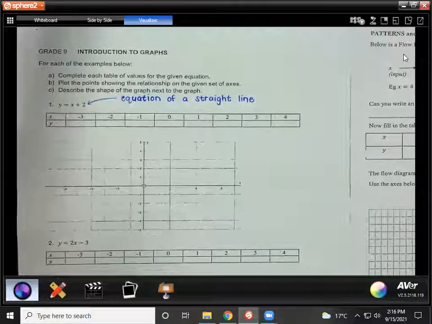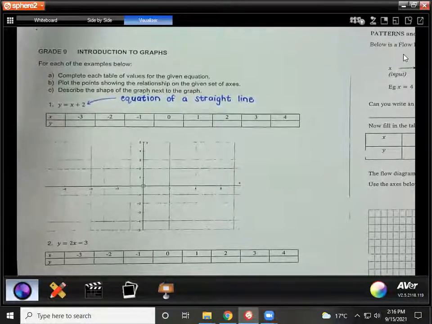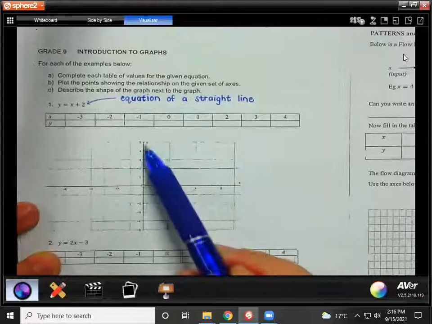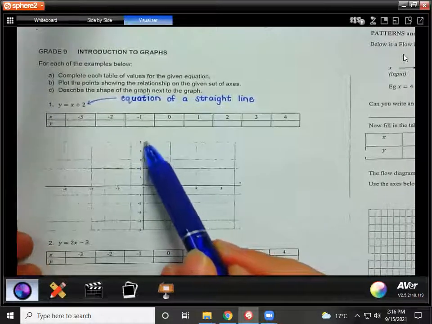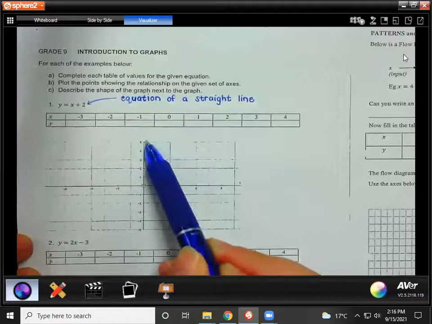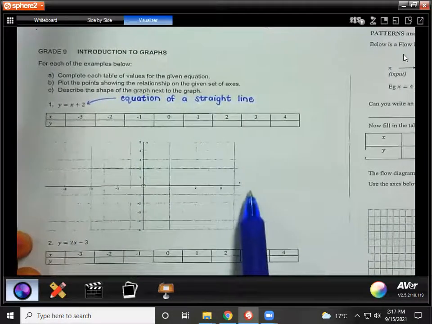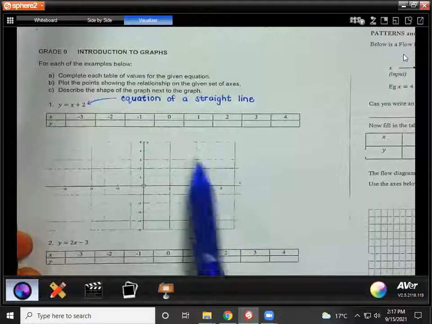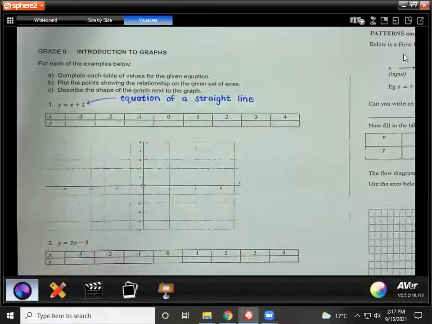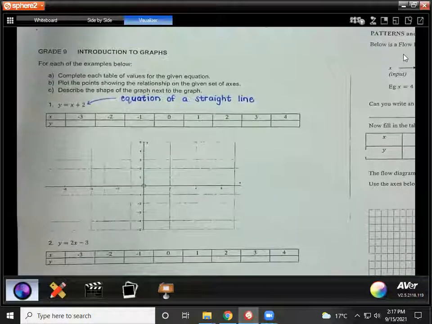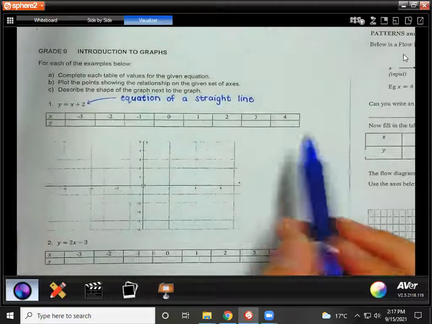Okay, then we are going to plot the points showing the relationship on the given set of axes. So guys, do you see that they've given us a y-axis? There is a very small y printed there next to that number 5. And they've given us an x-axis. Okay, there's a very small x. Here they've given us the Cartesian plane, or they sometimes call it a set of axes because there's an x-axis and a y-axis together. Okay, so it's like a set. So that's what they're saying there.